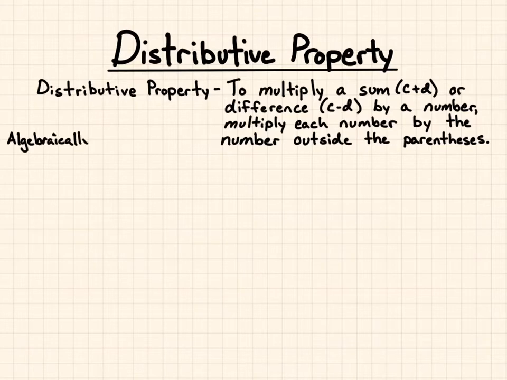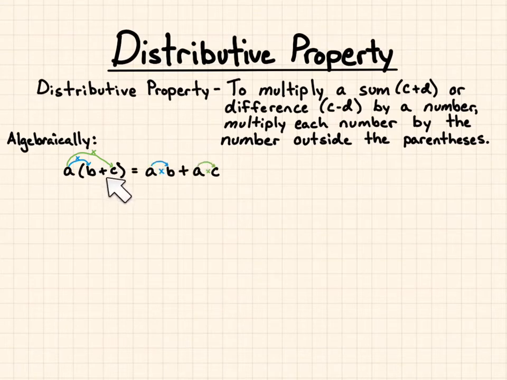So algebraically it looks like this. If I have a being multiplied to this total thing, it'll be a times b, then a times c. And that same operation in the middle gets stuck out here. So the letter a gets multiplied to each term inside, and I keep the same operation. So it's still addition. So it's a times b and a times c.